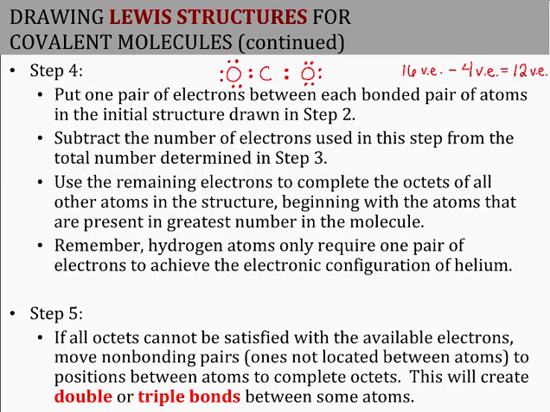Okay, so the oxygen on the left has 8 electrons. The oxygen on the right has 8 electrons. And that means that we have used, let's see, 2, 4, 6, 8, 10, 12, 14, 16 electrons. So we used up all of our valence electrons.